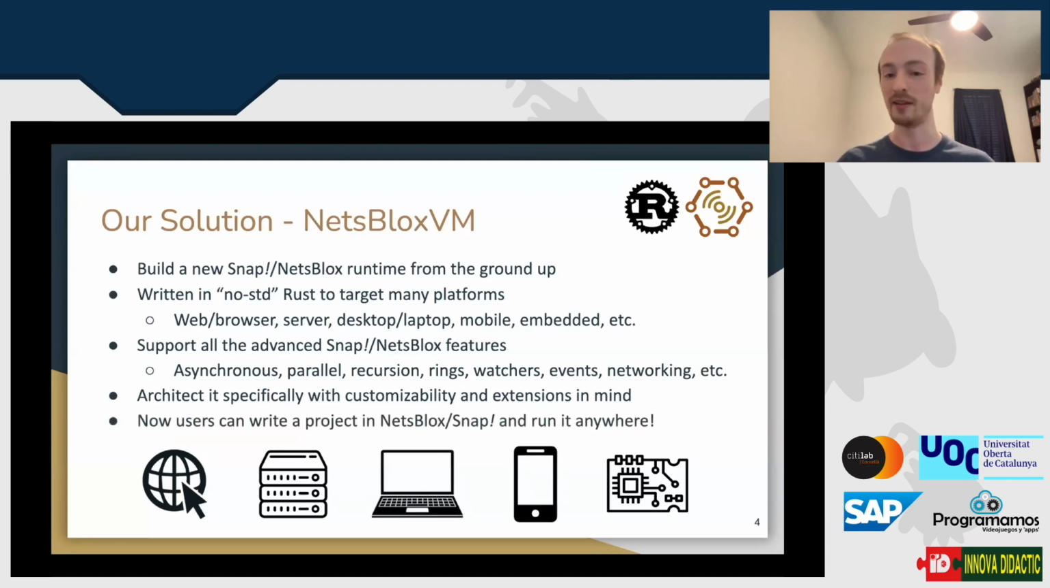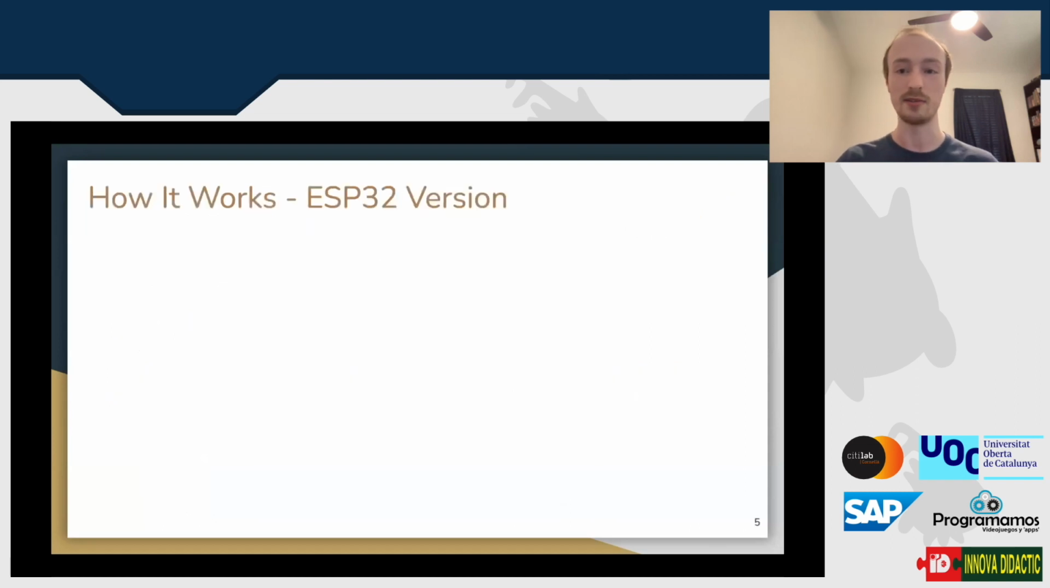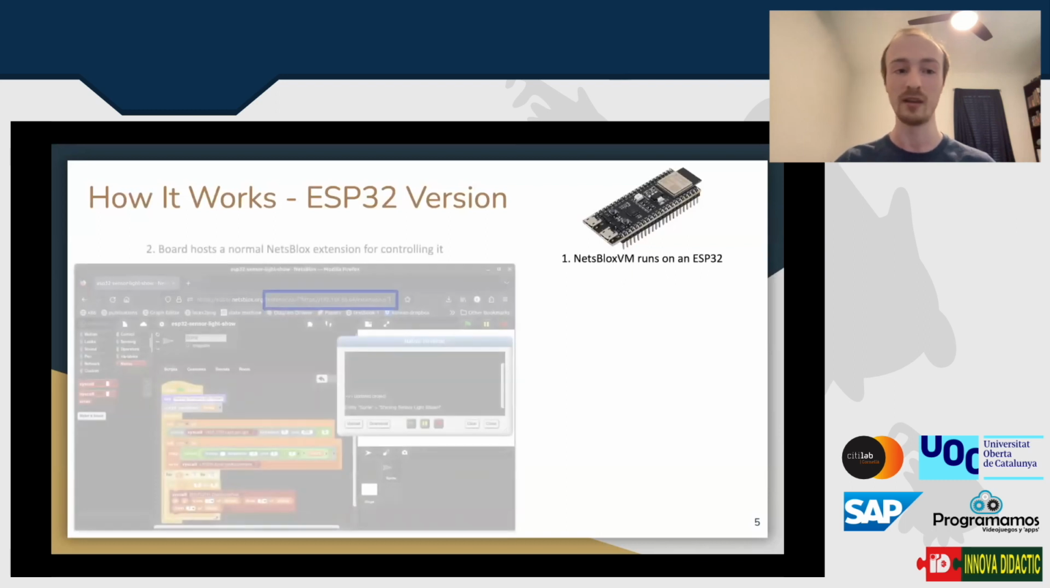But importantly, once this is all done, now users can write a single project in NetsBlox or Snap!, and it'll run on any of these devices subject to what hardware peripherals are allowed. So specifically, we're going to be looking at the ESP32 version. So this will actually be compiled and flashed directly onto an ESP32 microcontroller, which you can see here.